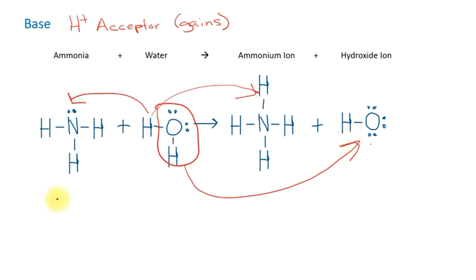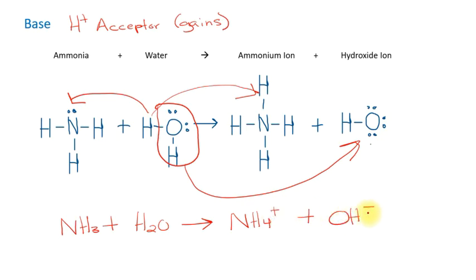So here's what the chemical equation looks like. We have NH3, because there's 3 of them, 1, 2, 3, plus our H2O, and it reacts and ends up with NH4 plus OH, and this is positive, and this is negative. That's what makes them an ion.